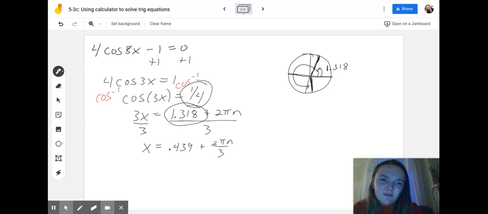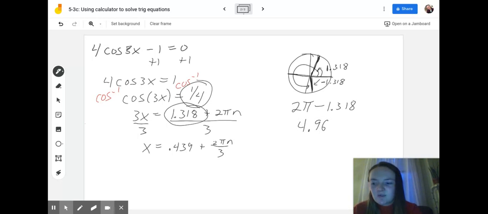So I need to find what's this angle here. Well, this angle right here is also negative 1.318, but if I want to keep everything positive the way Desmos likes to have it, really what I did here is I took 2 pi and subtracted 1.318. It's the whole 2 pi minus 1.318. And so what I get here is 4.965. So I also have that 3x is equal to 4.965 plus 2 pi n.